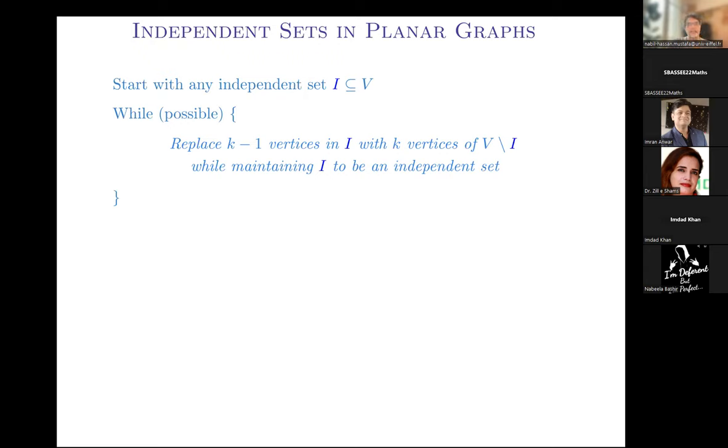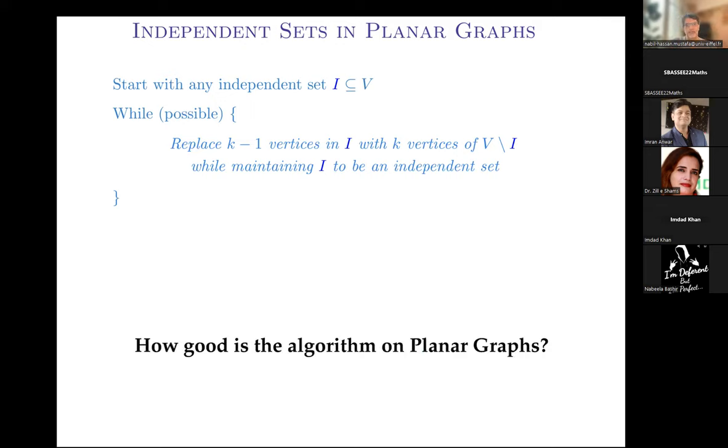If you give this independence question to students, that's probably the algorithm they will come up with: start with any solution. And then if you can, let's say, drop k minus one vertices in your current solution and replace them with k so that your independent set size grows, you do that. And you keep doing it until you cannot. So the question, of course, is, if you were to run this algorithm on planar graphs, what would you get? Could it get stuck somewhere? Could it be that your initial choice was so bad that you cannot get out of it?